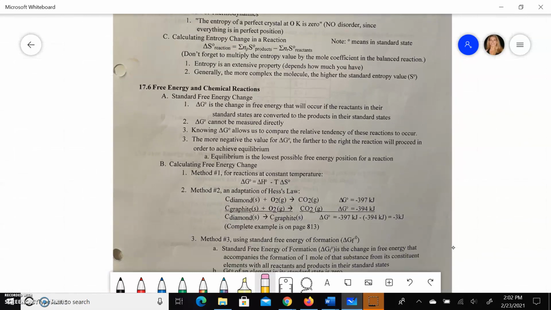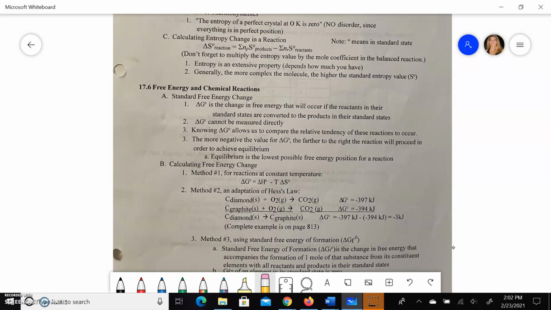And that leads us to 17.6, where we're going to calculate more of delta G. So first of all, keep in mind that delta G with the little knot symbol on it, again, means they're in standard states. And this is the change in free energy that will occur if the reactants in their standard states are converted to products in their standard states. This cannot be measured, it can be calculated. So we can measure other things, plug it into equations, and then we can calculate it.